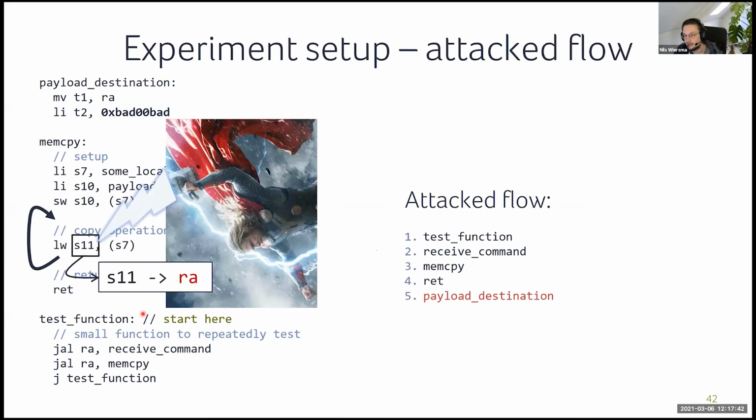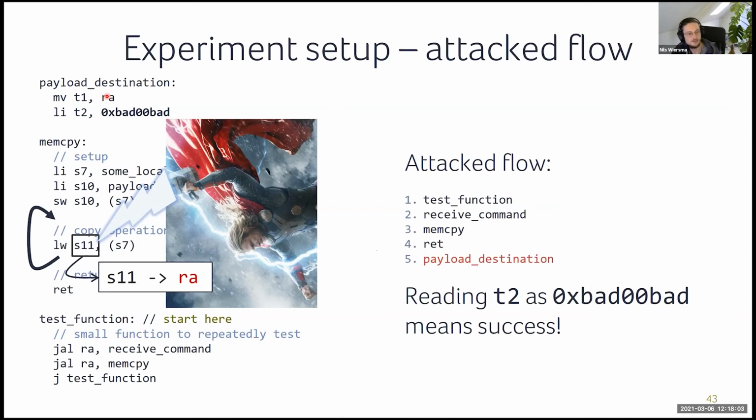Now, if we take our fault and our fault is successful in changing this temporary register into the return address, then after we call the return function, the program counter is set to that value in the return address, which is our payload destination. It's not shown here, but after each attempt, we dump all the register values. And if this T2 register contains the magic value that we put in our payload destination, then we know that our attack succeeded.